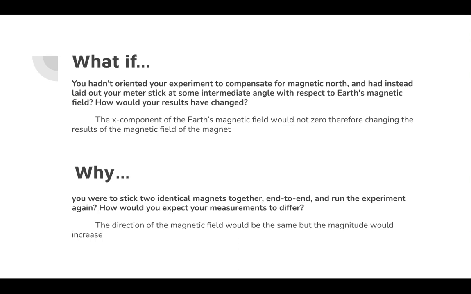If you were to stick two identical magnets together end to end and run the experiment again, how would you expect the measurements to differ? The direction of the magnetic field would stay the same because the north and south poles would still remain in the same location, but the magnitude would increase because there are more magnets there.